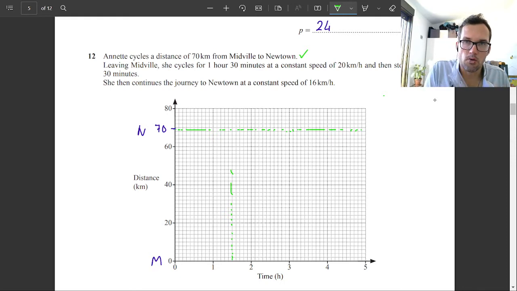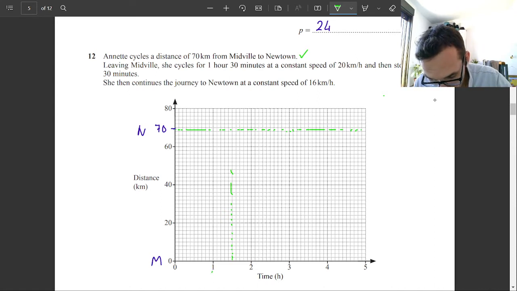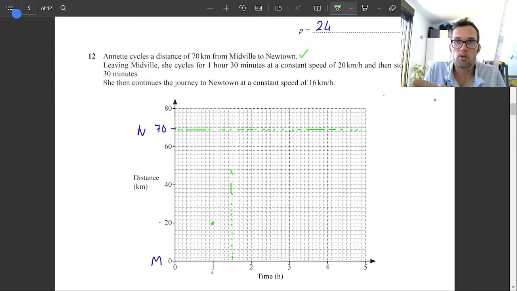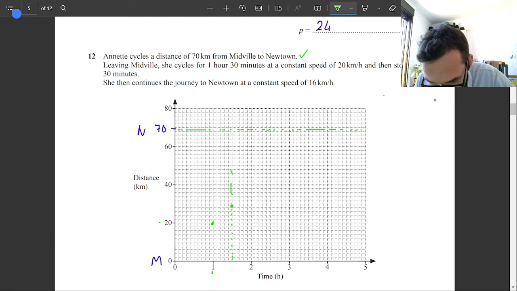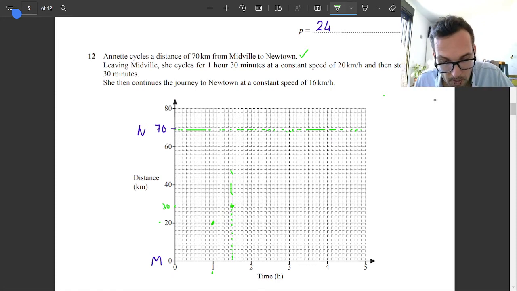20 kilometers per hour means in 1 hour she travels 20 kilometers. So after 1 hour she'll be there. Then if she goes 1 hour, 20 kilometers, in half an hour she travels, of course, 10 kilometers. So what would be 30? In 1.5 hours she'll travel 30 kilometers. So that means that's where she stops. Hour and a half, 30 kilometers.